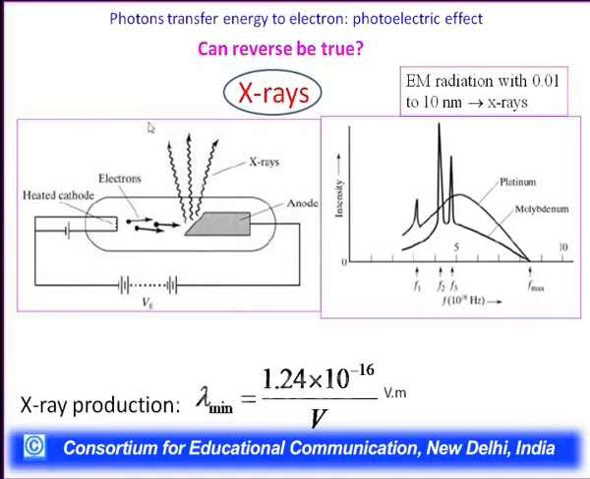Here we see that from a heated cathode, electrons are ejected and X-rays are produced, where the X-ray minimum wavelength lambda minimum is defined by 1.24 into 10 power minus 6 divided by V. The curve shown is for platinum, where the wavelength is in the range of 0.01 to 10 nanometer.